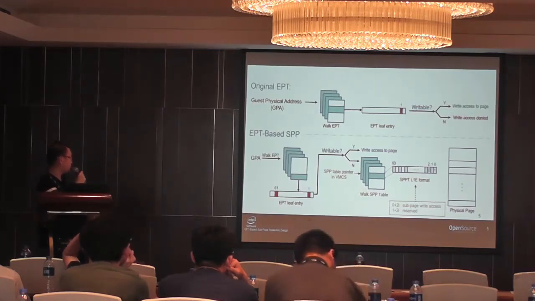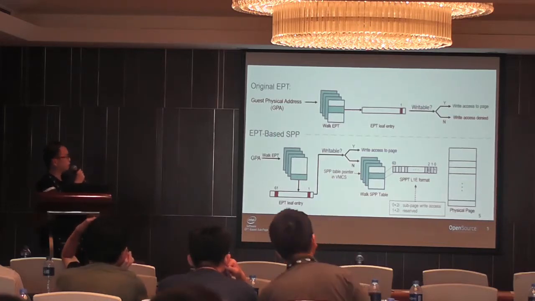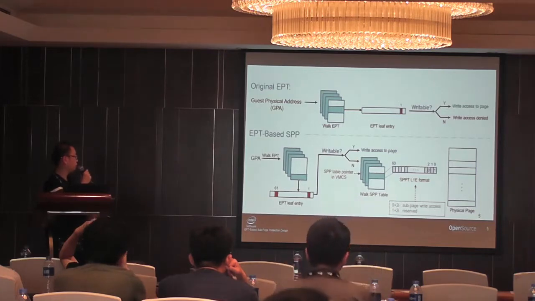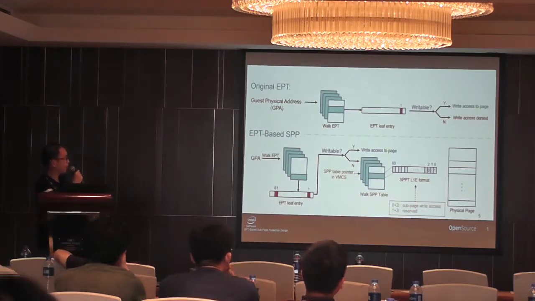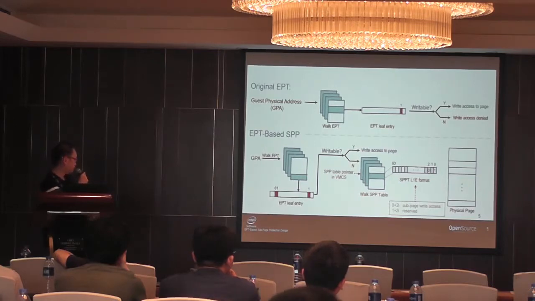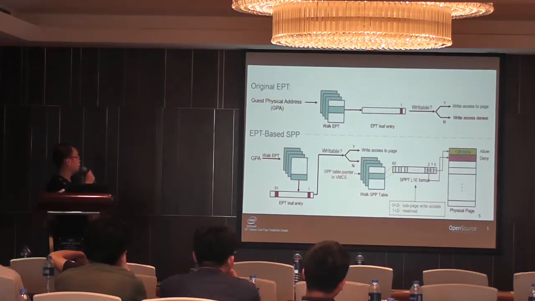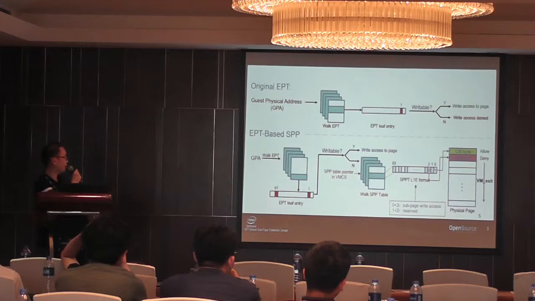For simplicity, the last page frame will be the bitmap of the corresponding page. The odd bits will be reserved, and the even bits will be the sub-page write access bitmap of the corresponding page. From this figure, you see even bit zero is set to one. It means that the first 128-byte sub-page is write allowed. And even bit two is set to zero. It means that if the next 128 bytes are written, this will trigger an EPT violation and cause a VM exit to the hypervisor. Are there any questions on this page?